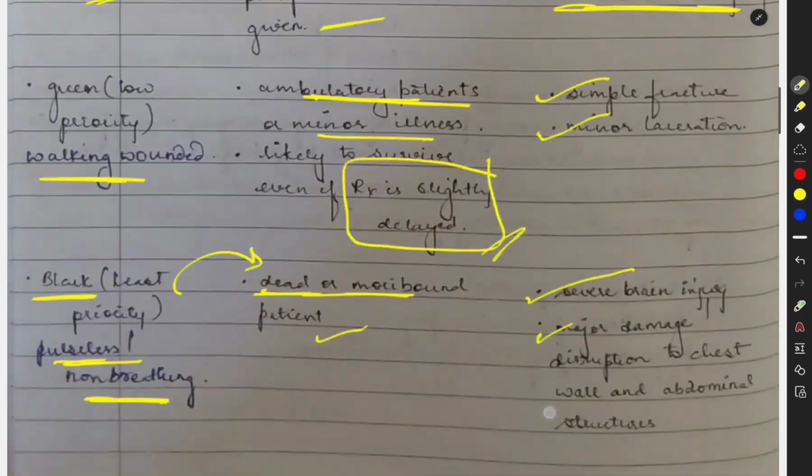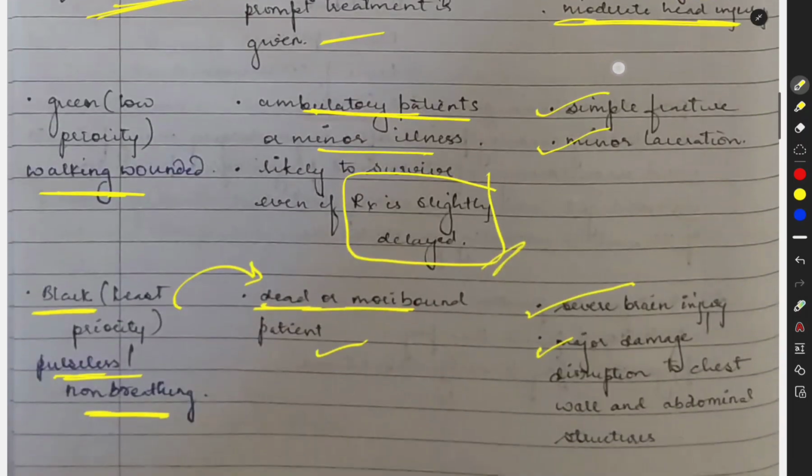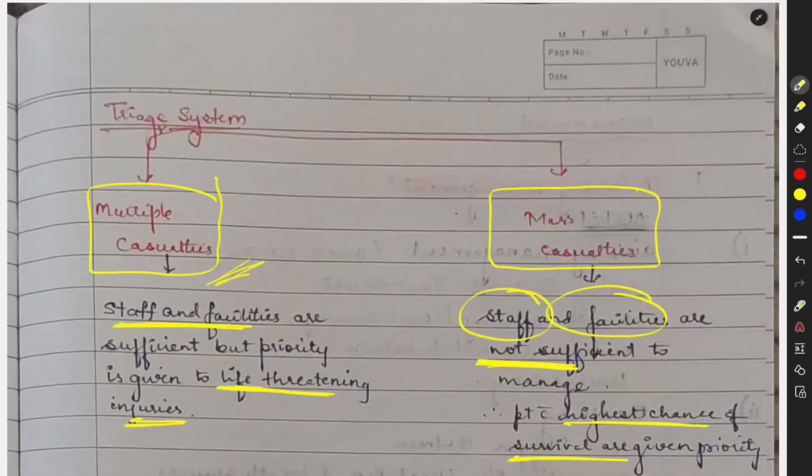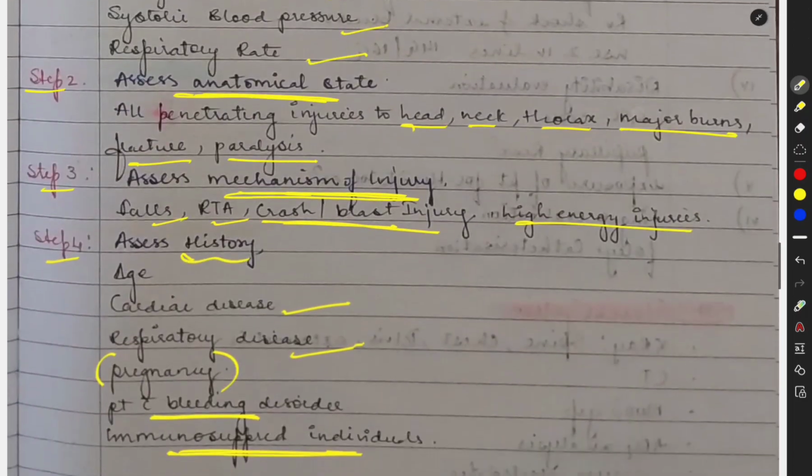Let us revise once. Initially, we saw what is tagging in triage. We color-coded the patients based on priority into red, yellow, green and black. Black being the least priority, who are dead or moribund patients. Then we saw the triage system, which is multiple casualty and mass casualty, wherein, based on the staff and facilities availability, you decide whether to treat life-threatening cases or those patients who have the highest chance of survival. Then we saw the triage algorithm, wherein we assess the physiological impact, anatomical state, mechanism of injury, and at last the history.